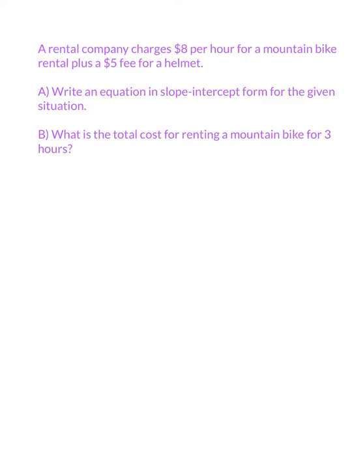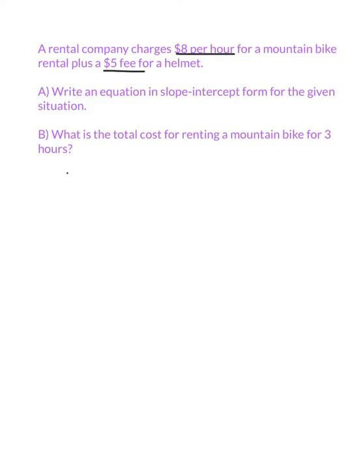So let's go back to the beginning. It says a rental company charges $8 per hour. So that's my rate of change. For every hour, I'm going to pay an additional $8 for a mountain bike rental plus the $5 fee for a helmet. So my $5 fee is my constant. That's what I'm going to pay no matter how many hours that I rent.